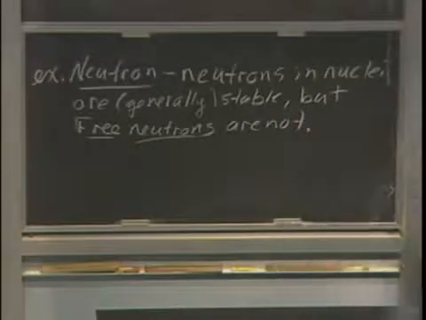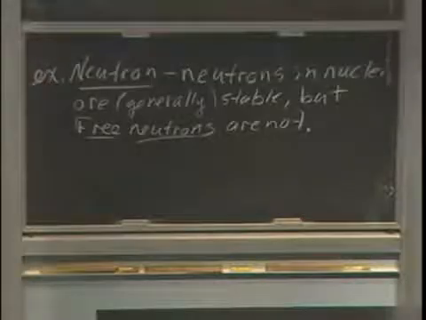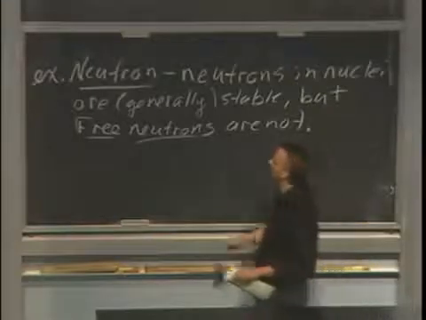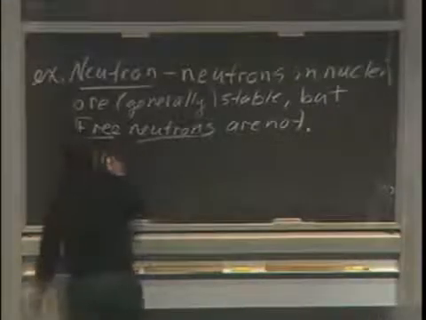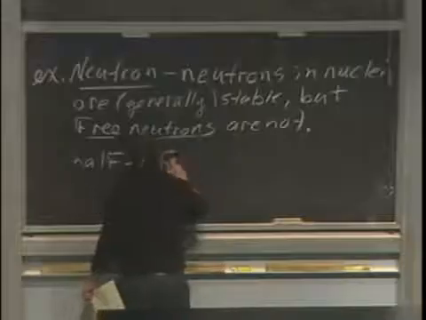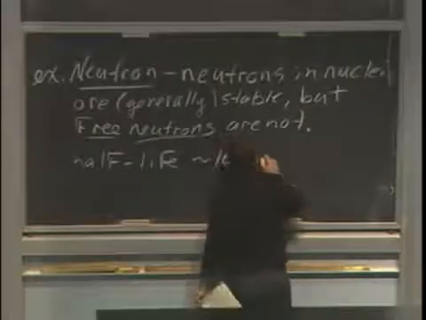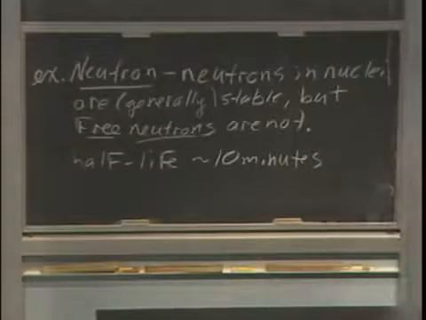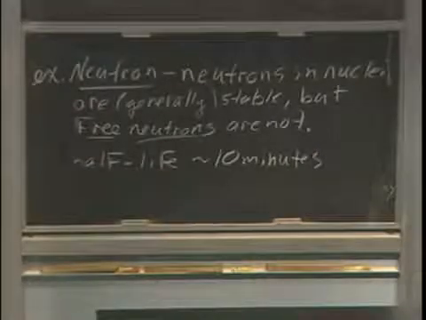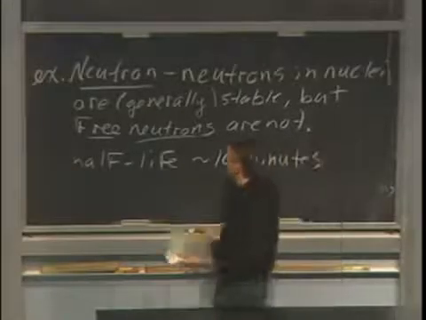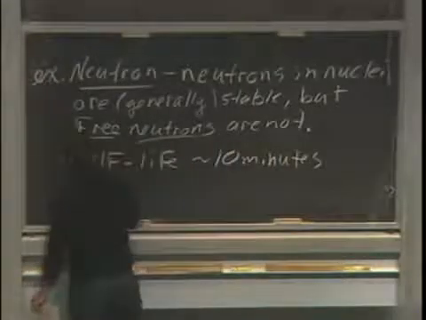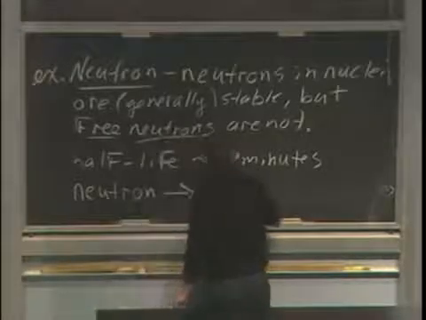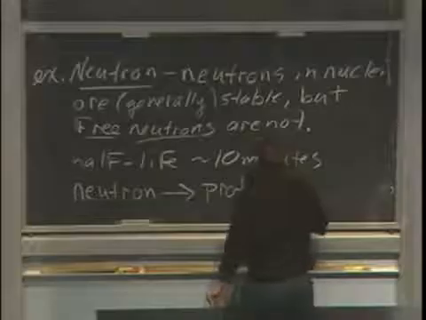Okay, so free neutrons. We do not have a lot of free neutrons running around in nature, and the reason is because they decay with a very short time. So they have a half-life of about 10 minutes. Which is not a very long time. And they undergo this decay process where a neutron will decay into a proton plus an electron.